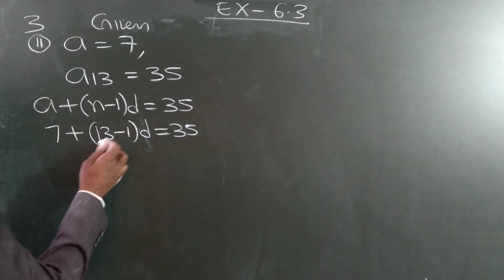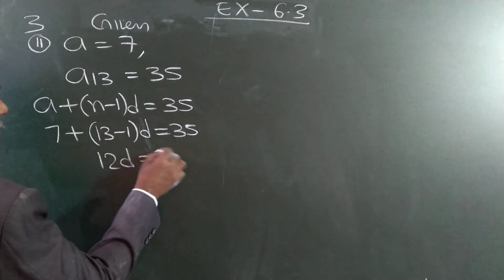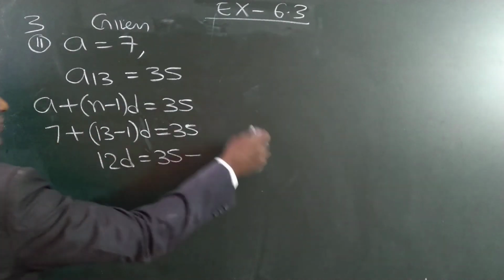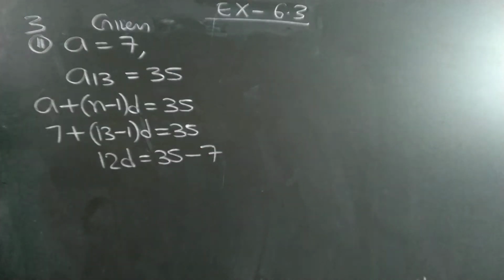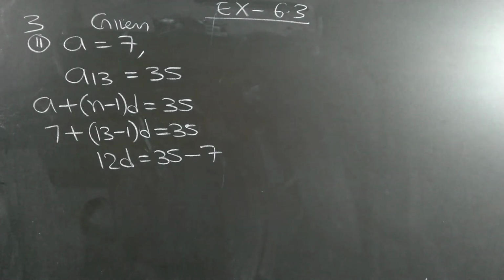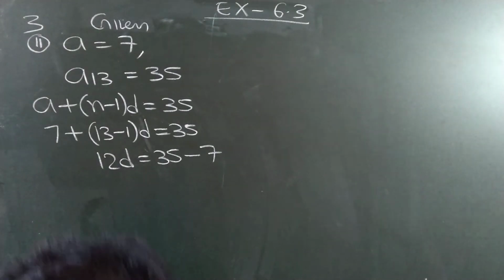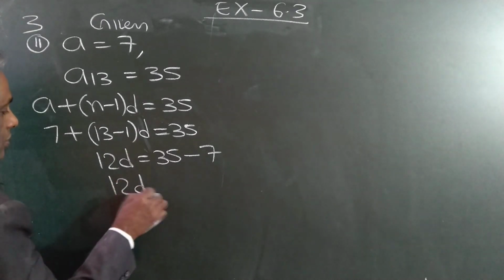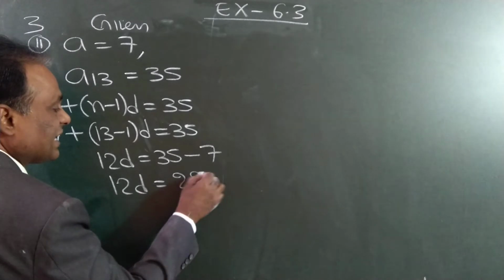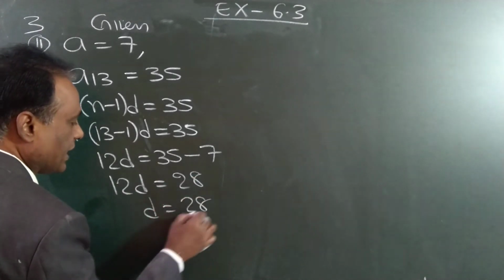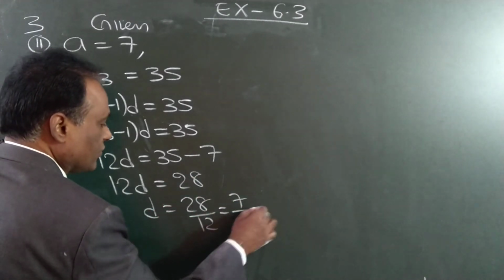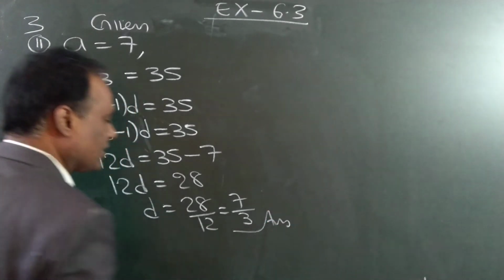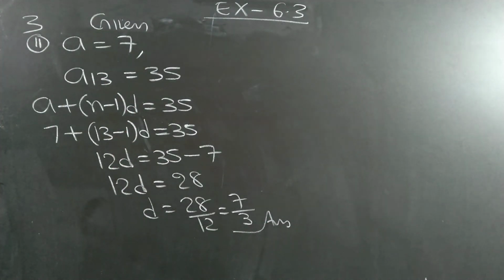Find the d value. 13 minus 1 is 12d, equal to 35 minus 7. 35 minus 7 is 28. d is equal to 28 by 12, which is 7 by 3. That is the answer; we got the d value.